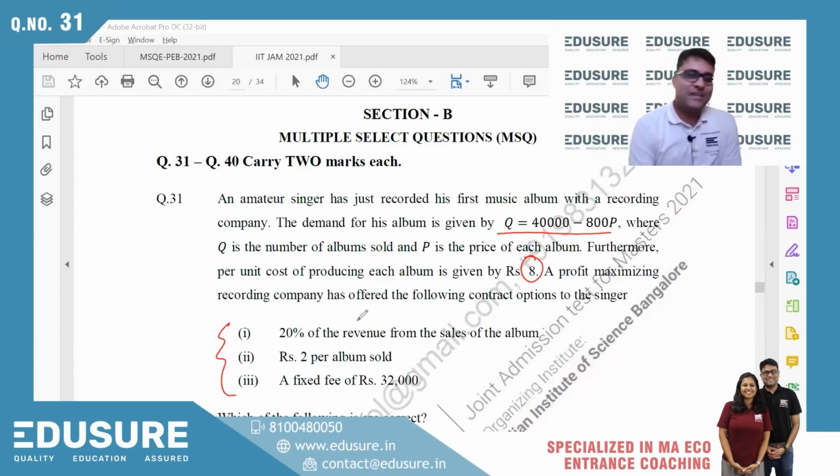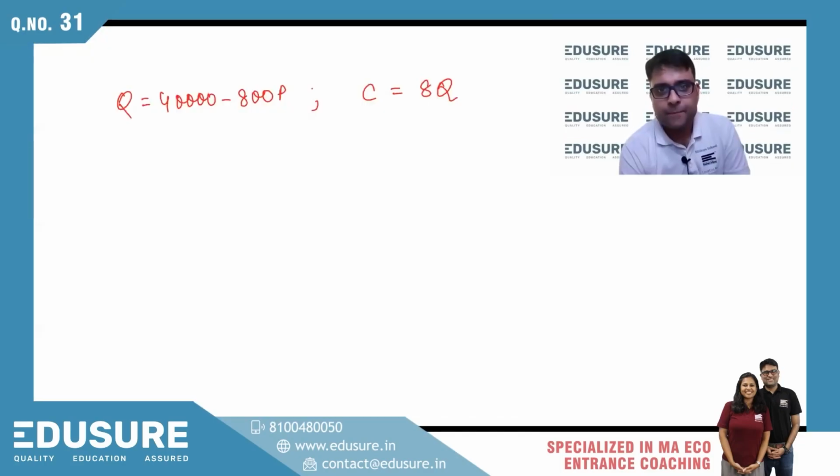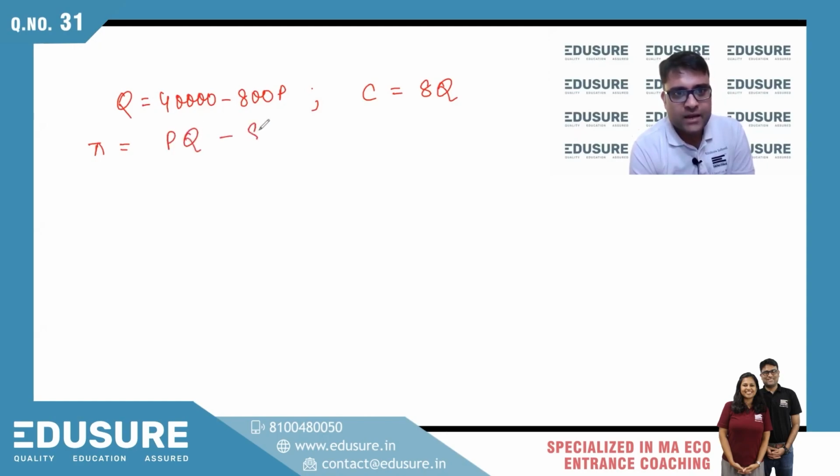So let's understand for each of them which is the best contract for the singer. Okay, let's go on the whiteboard. Okay, so how many albums will be sold? First, let's understand that. Pi is equal to PQ minus 8Q.